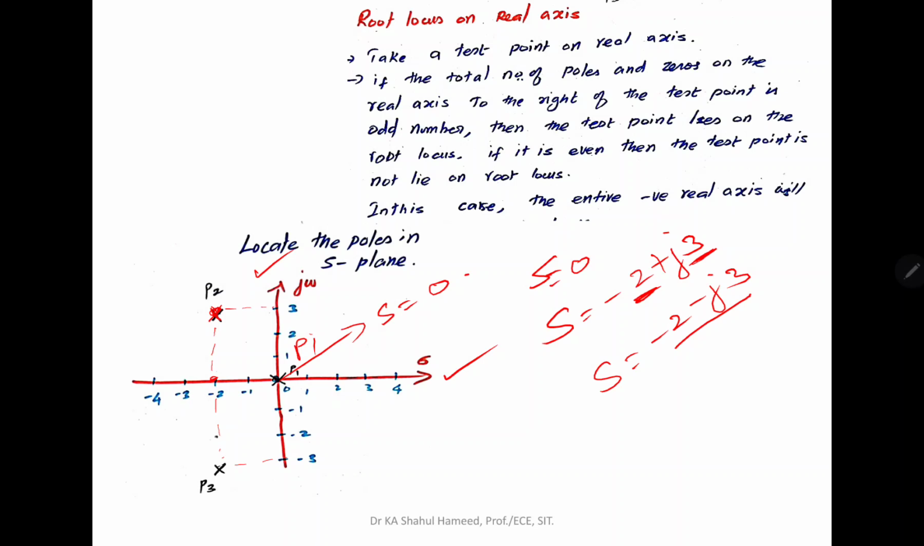Then, after identifying the poles, we have to check whether the real axis is a branch of the root locus.